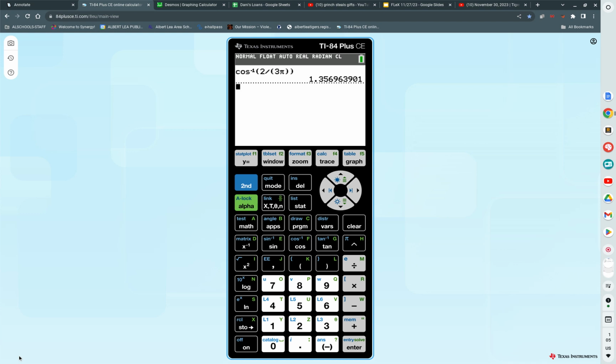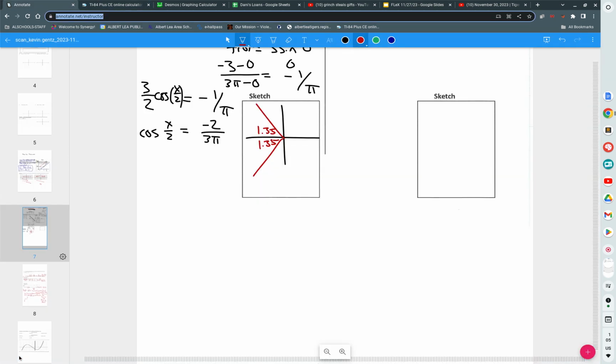I did not include the negative because we used up the negative when we decided it's in the second quadrant and the third quadrant. Okay? You good? All right, so as I look back at this, 1.35 is not my answer. It's 1.35 radians back of that mark, and it's 1.35 radians past that mark.